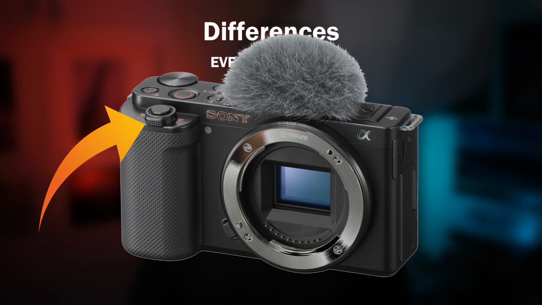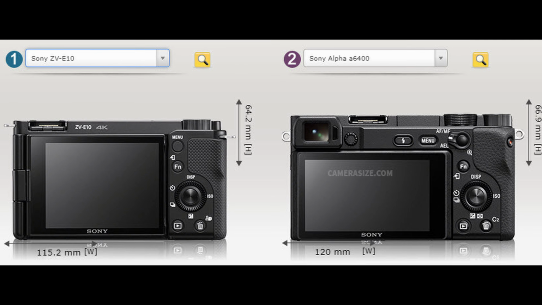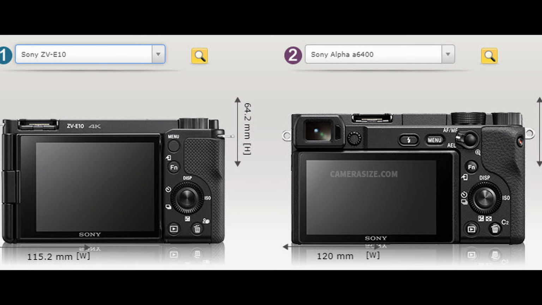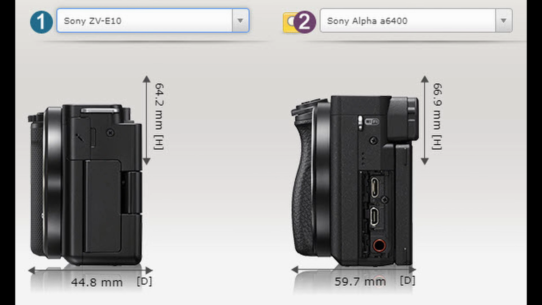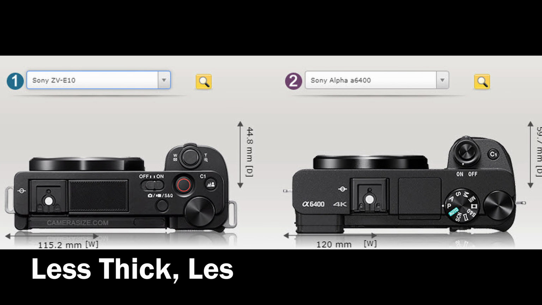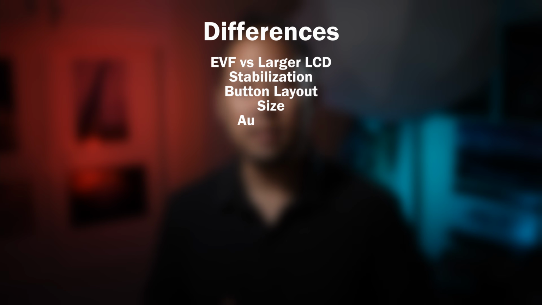The zoom rocker on the ZV-E10 is a nice touch for video users who have electronic lenses, handy for smooth zooming. Size. 343 grams versus 403 grams is significant. I used to think the A6400 was ridiculously small, but then I saw the ZV-E10, it's even smaller. The ZV-E10 compared to the A6400 is 4% narrower, 4% shorter, 25% thinner, and 15% lighter. We're talking about meaningful amounts less thick, less tall, and less wide. Essentially the Asians of cameras. That was totally unnecessary.